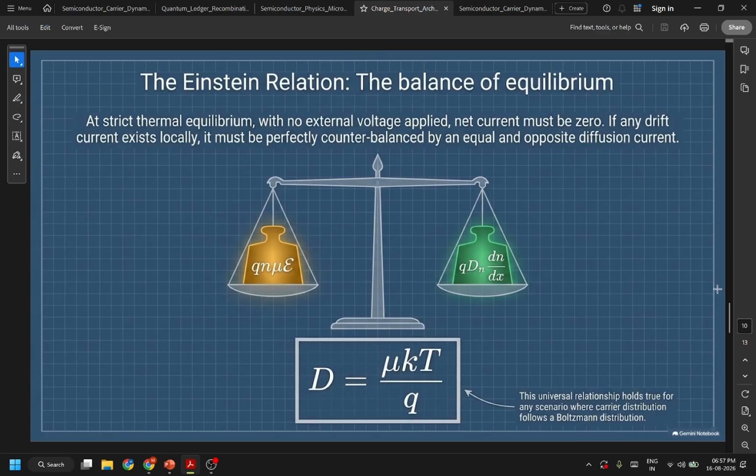So next, the Einstein relation, which is the balance of equilibrium. At strict thermal equilibrium with no external voltage applied, net current must be zero. If any drift current exists locally, it must be perfectly counterbalanced by an equal and opposite diffusion current. So mu q n E must be equal to q D dn/dx. This results in D equals mu kT by q.